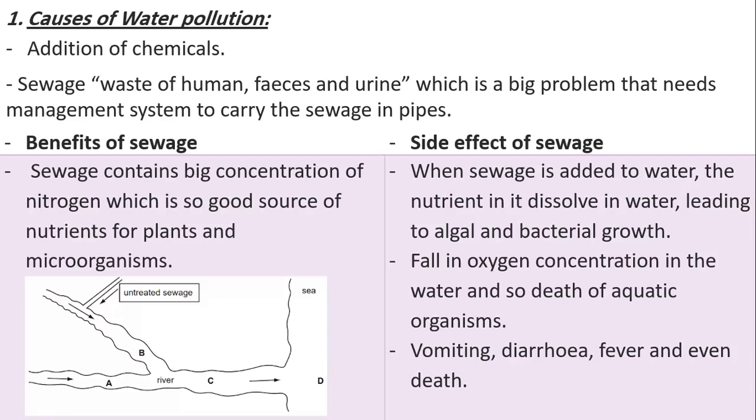What if we drank water that contains untreated or unpurified sewage? This will cause vomiting, diarrhea, fever, and even death. So how do we solve this problem? First, before putting the sewage into the rivers or seas, we have to treat it. And we can use the water of the treated sewage for watering plants, to make use of the good nutrients in it in the right way, instead of just throwing untreated sewage into rivers and seas, which might cause all of those side effects.